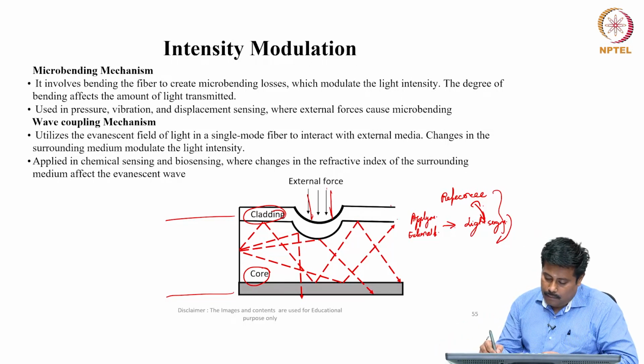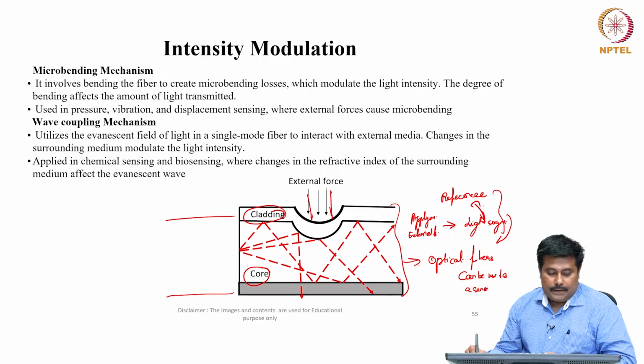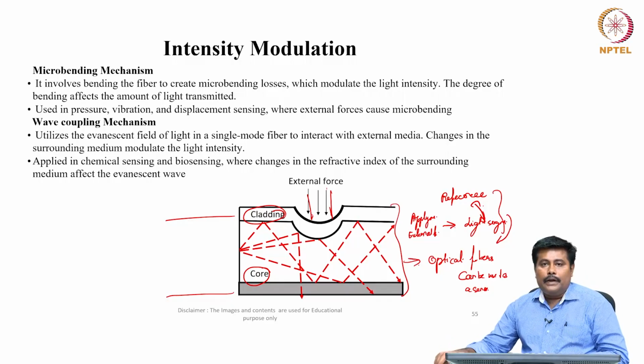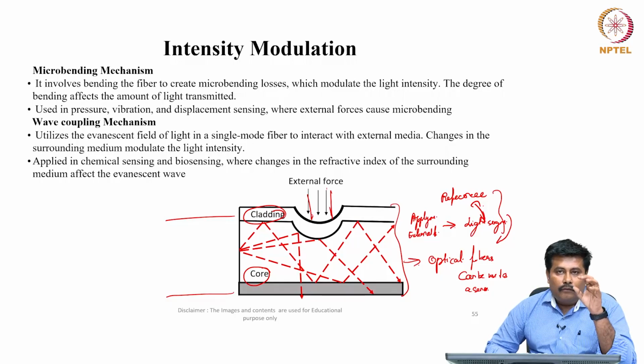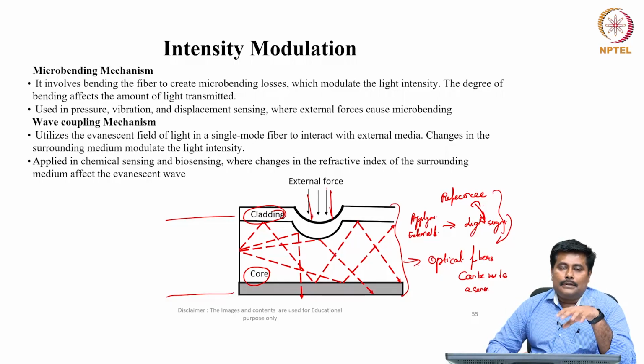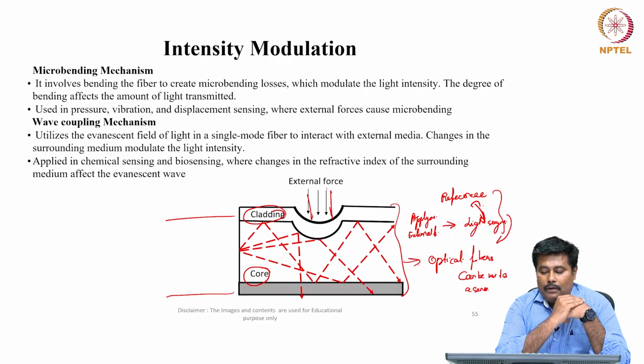This is how an optical fiber can be used as a sensor. When we consider the intensity modulation of it, when we consider the micro bending mechanism, it involves bending the fiber to create micro bending losses which modulate the light intensity.